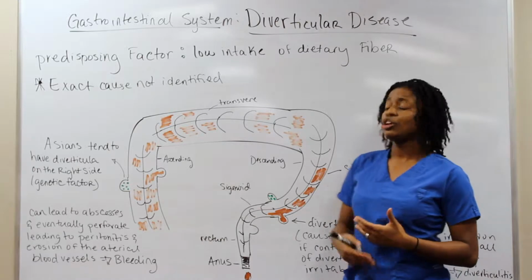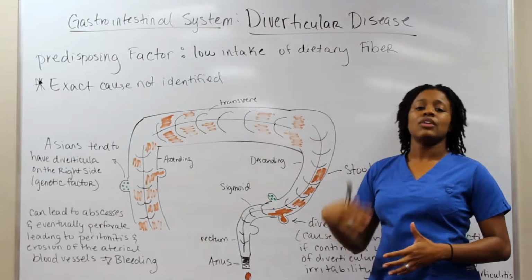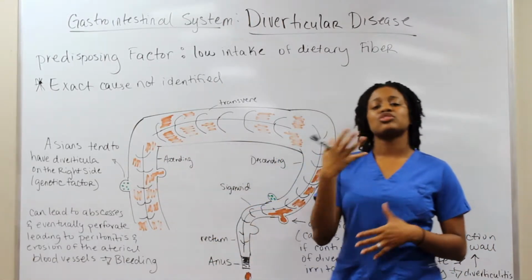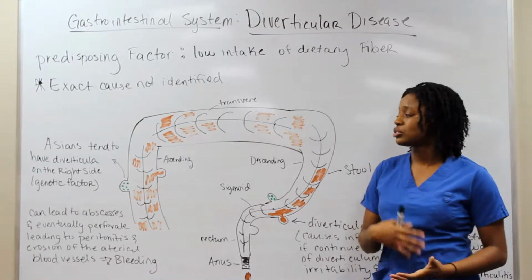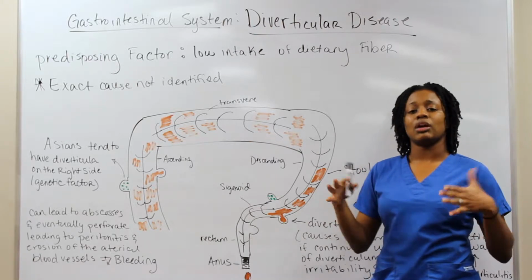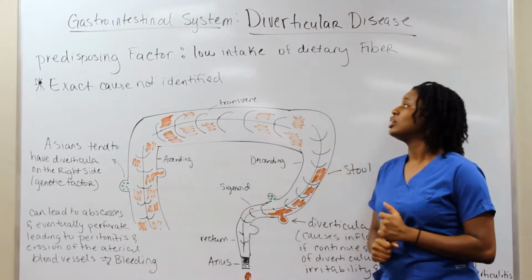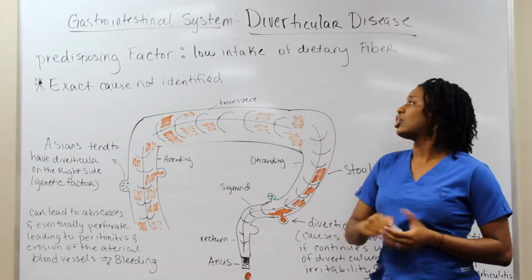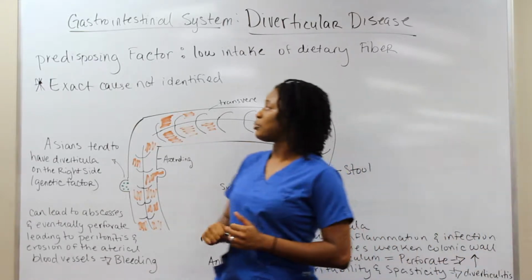The increase in pressure. Well, if I'm constipated or I'm not having an adequate amount of fiber within the body that helps your body go to the bathroom, and you're straining to go, that puts pressure on the colon. Because it puts pressure on the colon, it can weaken those walls and cause the bulging or sac-like pouches to form, okay? So that can be a predisposing factor of what can cause diverticular disease. It is pretty much a low intake of dietary fiber, okay?